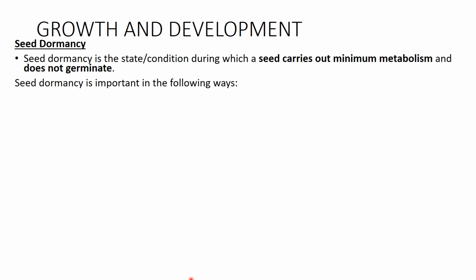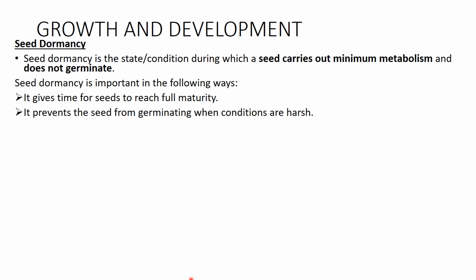So what's the importance of seed dormancy? It is important in the following ways. One, it gives time for the seed to reach full maturity. Two, it prevents the seed from germinating when conditions are not favorable or are harsh. So when, maybe, there's too much sunlight which can destroy the shoot, the seed would be in dormancy. Also, it gives time for other parts of the seed to grow. Okay.